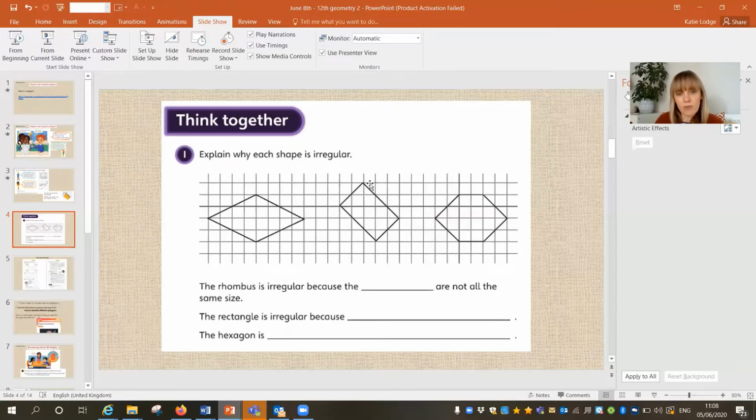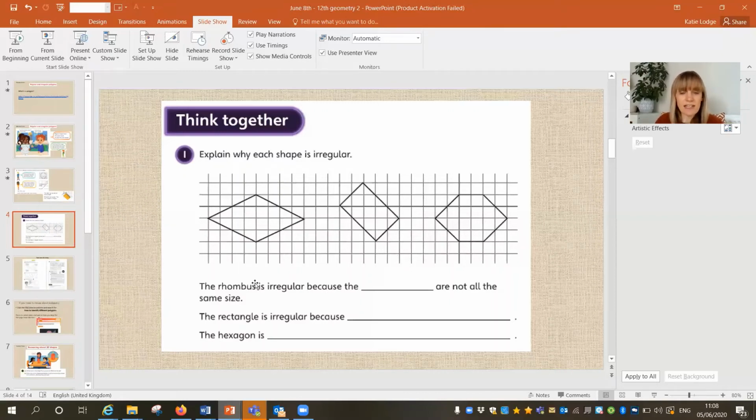Now the rectangle, we can see that all the edges are meeting to make a 90-degree angle. So the angles are the same, but what about the lengths? Let's have a think about the lengths of these. These ones are shorter and these are longer. The width is shorter, the length is longer. So the rectangle is irregular because the lengths are different.